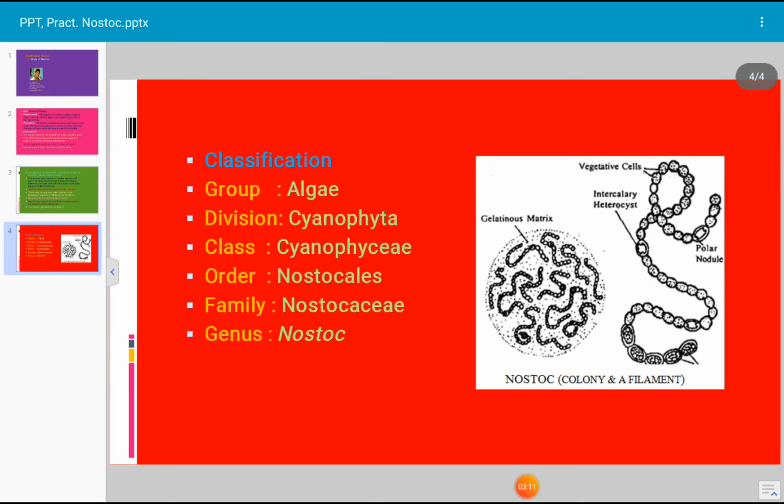This is the classification of Nostoc. To the right side, a Nostoc colony is shown and a Nostoc single filament is shown here. It is an algae, the division is Cyanophyta, class is Cyanophyceae, order is Nostocales, family Nostocaceae, and the name of the genus is Nostoc. It is an algae.